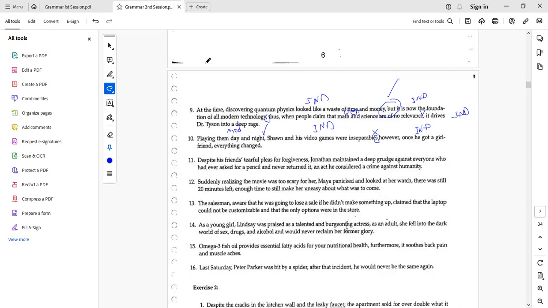Number 11, Hala. Right or wrong? إيت اللي هي بعد القناة بتاعتها دي يعني طب خلينا نشوف الأول نحلل. Despite his friend's tearful pleas for forgiveness, this is a modifier. ليه modifier because it doesn't have subject and verb. ما فيش subject verb. Jonathan maintained a deep grudge against everyone, this is independent. Who had ever asked for a pencil and never returned it, this is dependent عشان هو. An act he considered a crime against humanity, this is a positive. Oh, it's right. Everything is right, Yemen. Clear? Okay. Hala, I'm sorry. Where's Myrna?